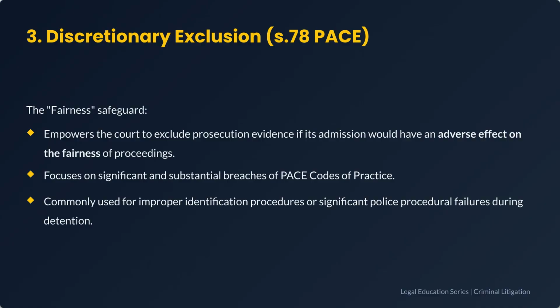Section 78 is your discretionary fairness lever, applicable to any evidence, not just confessions. This requires a two-stage analysis. First, identify the breach of the PACE codes of practice. Was it a significant and substantial departure from the required standards? Second, establish a causal link between that breach and the resulting unfairness. You must demonstrate that the breach isn't a mere technicality, but an error that has compromised the reliability or integrity of the evidence. If you can show that admitting the evidence would bring the administration of justice into disrepute or jeopardise the fairness of the trial, the judge has the discretion, and indeed the duty, to exclude it.